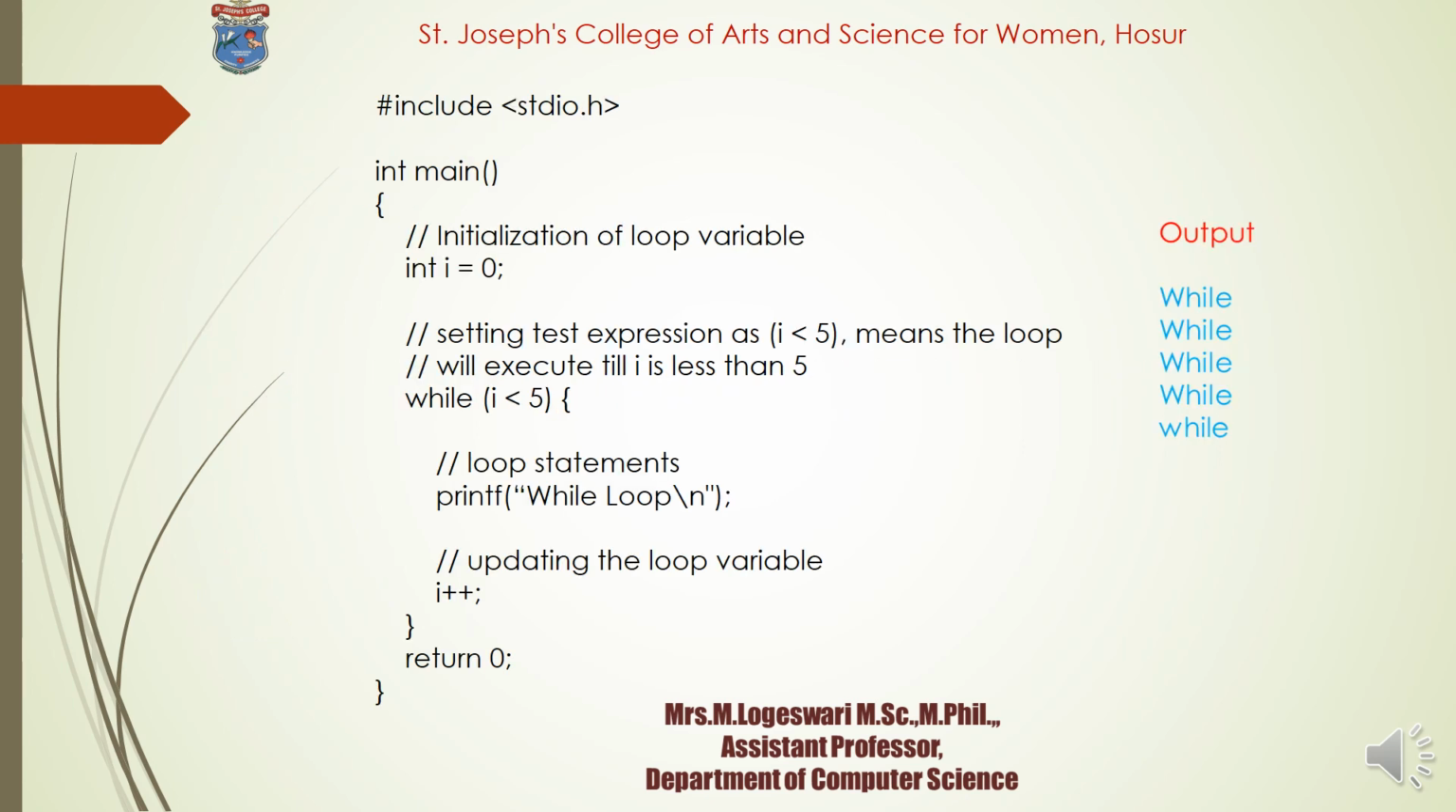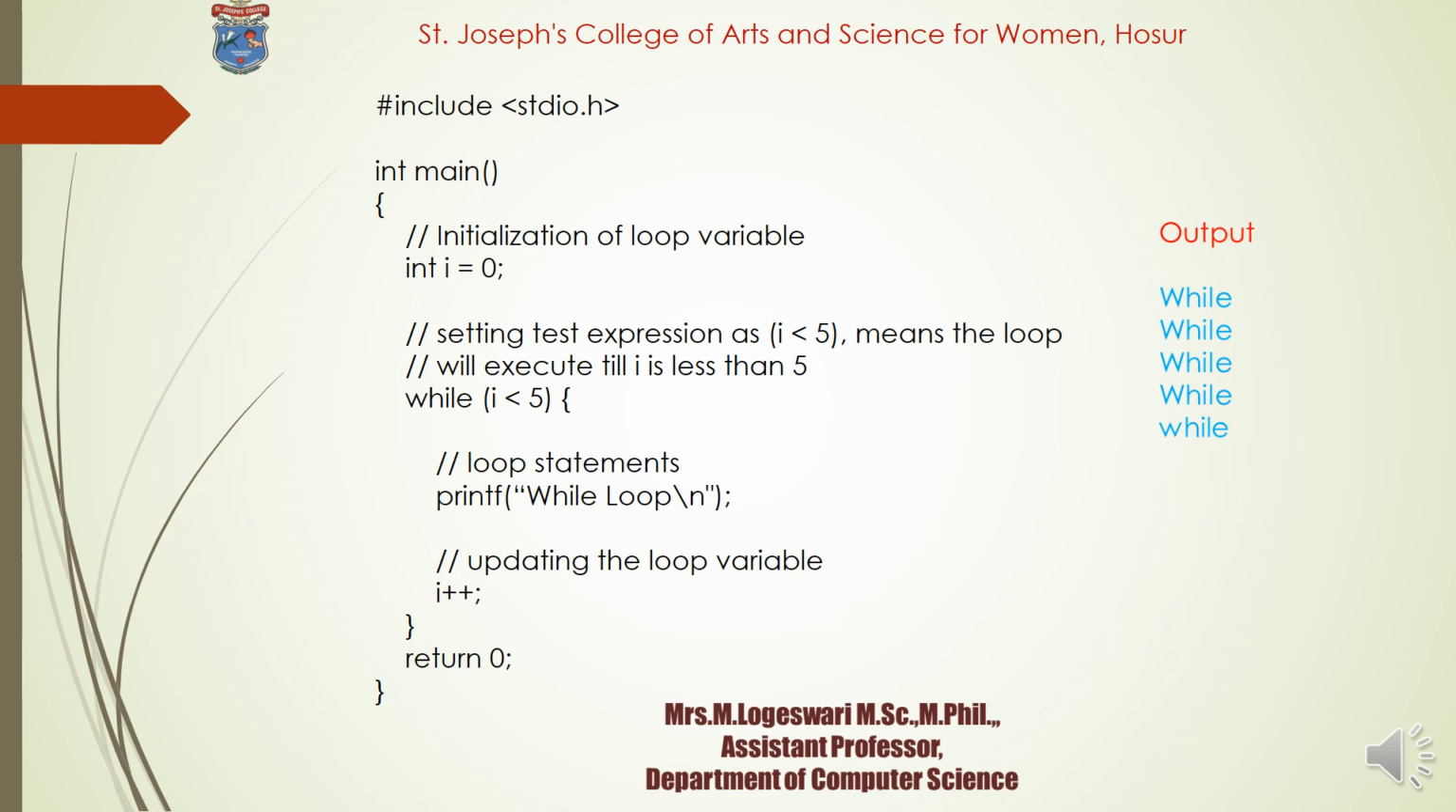Example program for the while loop. First the main function here. After that, initialize the loop variable. The loop variable is I, so int I equal to 0; 0 is assigned to I. After that the while loop will start. The condition is I less than 5. What is the value of I? 0. 0 less than 5. This condition is true, so it can enter the loop statement.